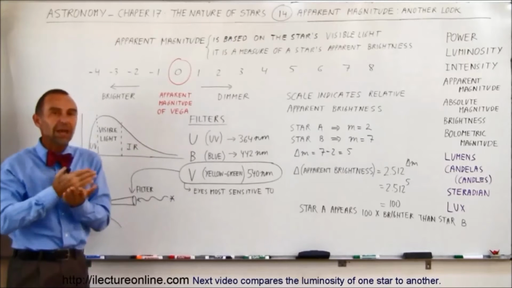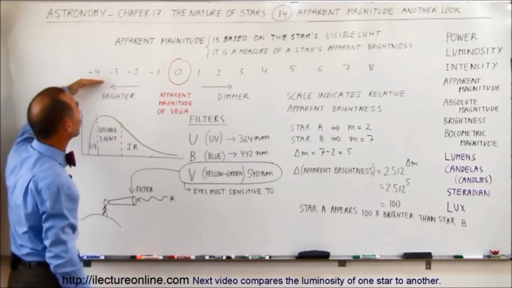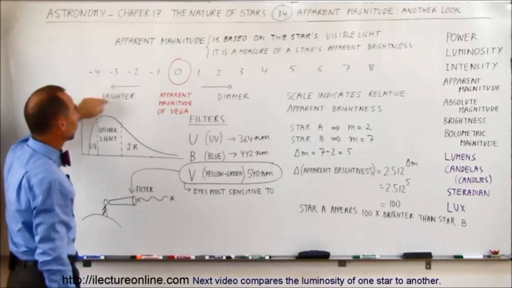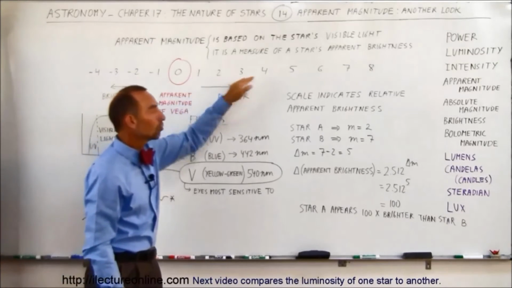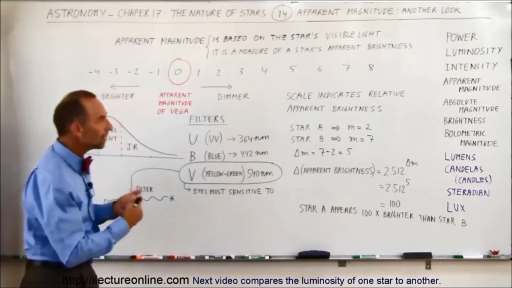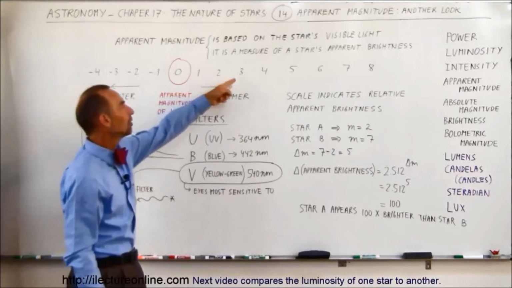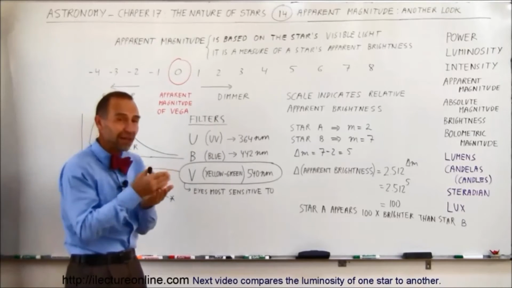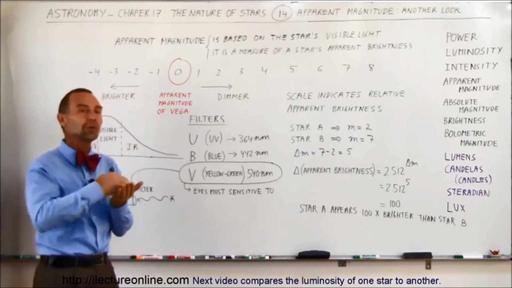And so based upon that, we have a scale called the magnitude scale or the apparent magnitude scale, where smaller numbers mean brighter and larger numbers mean dimmer. The way the scale works is that for every increase of one magnitude, the star will be either 2.5 times brighter or 2.5 times dimmer than the other star.